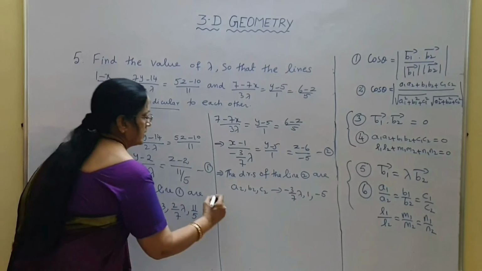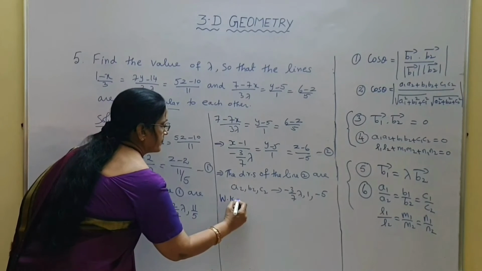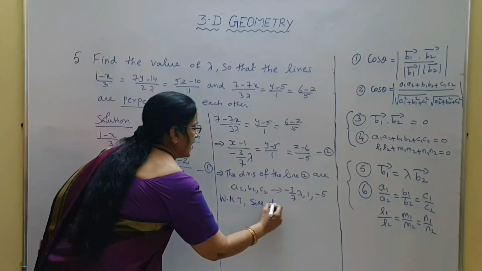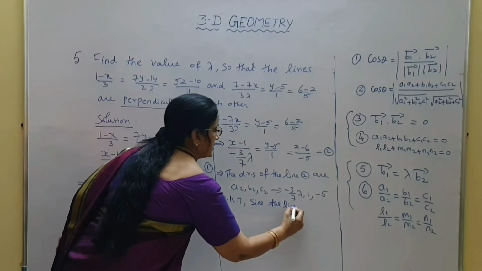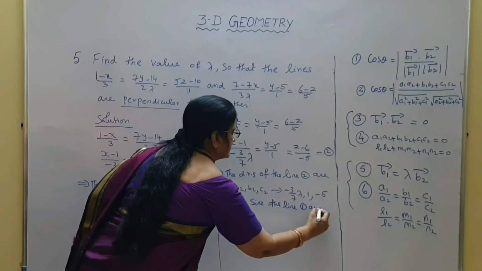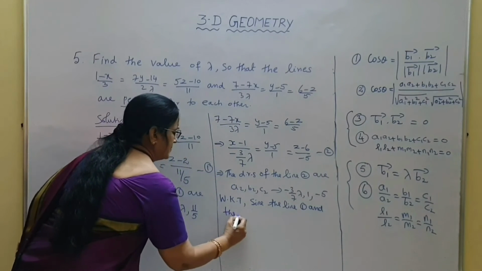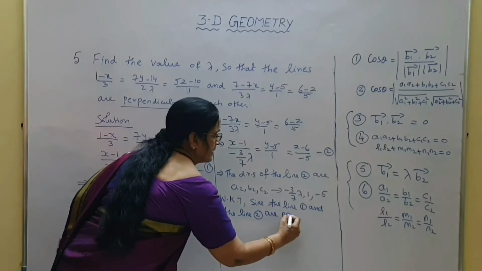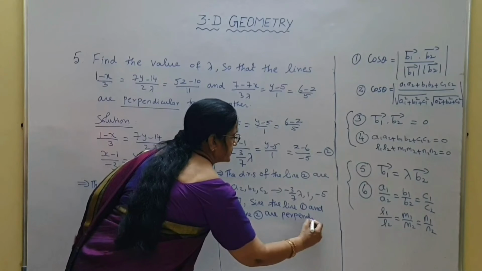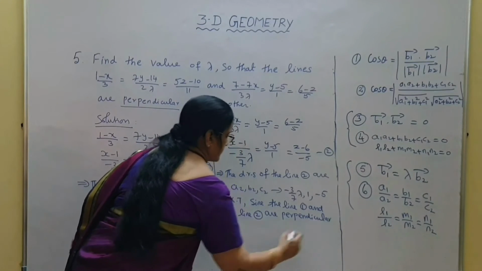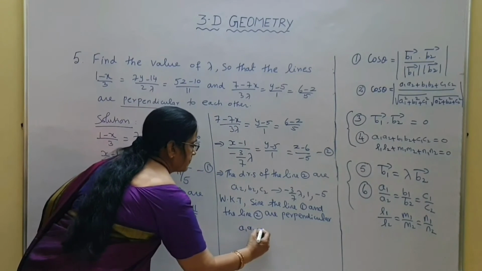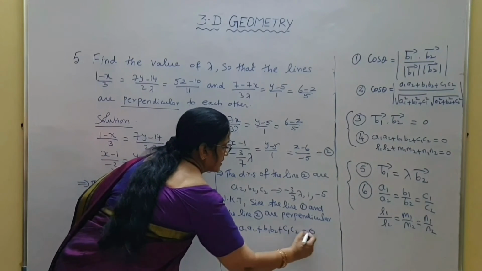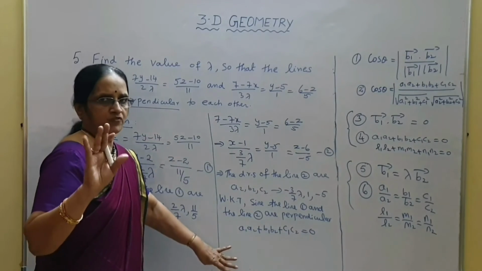Okay. So, we know that since the line 1 and the line 2 are perpendicular, A1, A2 plus B1, B2 plus C1, C2 equal to 0. That condition has to be written by you first.